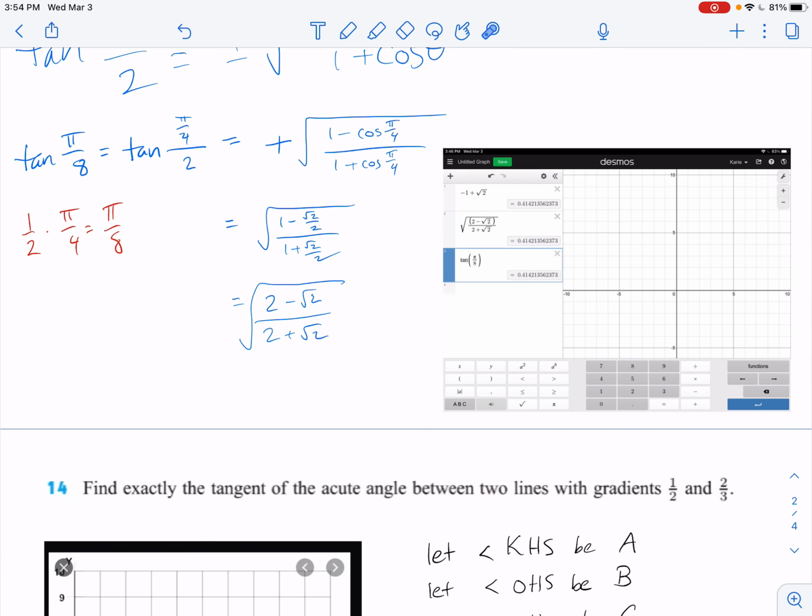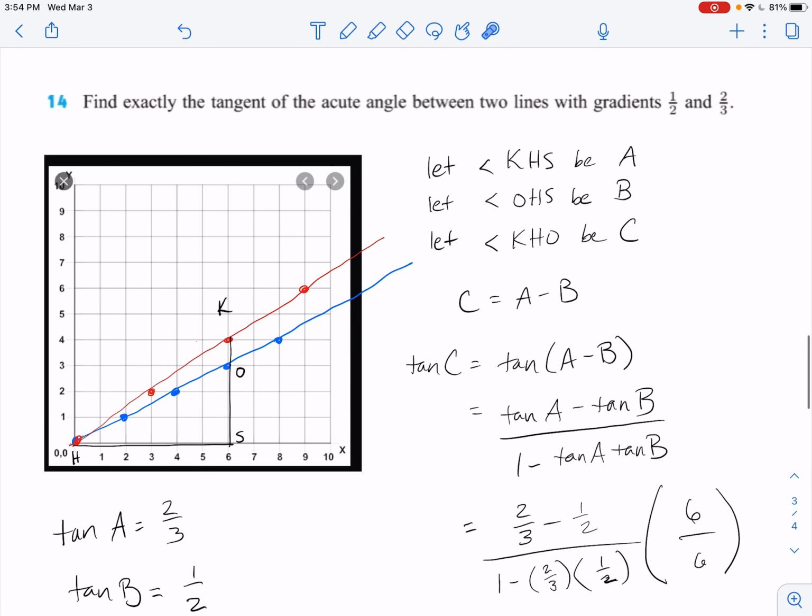Let's keep going. We're going to do 3 examples in one. The next one says, find the tangent of an acute angle between 2 lines with gradients 1/2 and 2/3. So I Googled a grid and stole somebody's grid. My bad. I have one line that has a gradient of 1/2, so I went up 1 over 2, up 1 over 2, up 1 over 2, and I drew this line. Then I had a gradient of 2/3, up 2 over 3, up 2 over 3, up 2 over 3. And I drew the triangle here just to help me see what was going on.